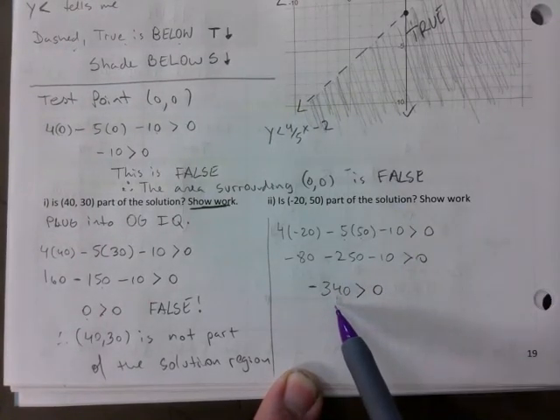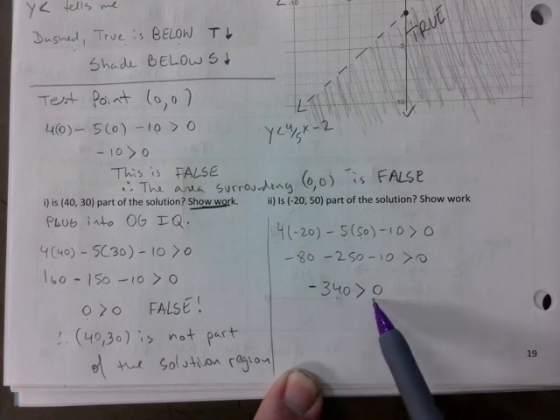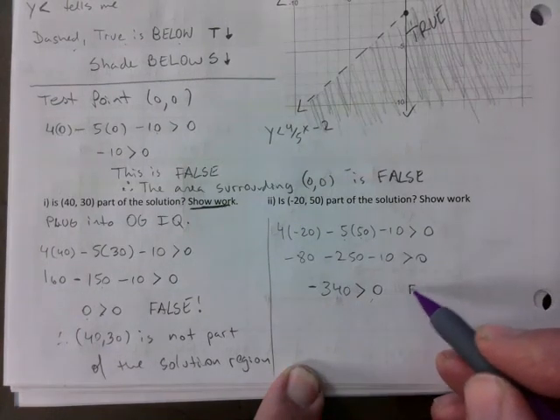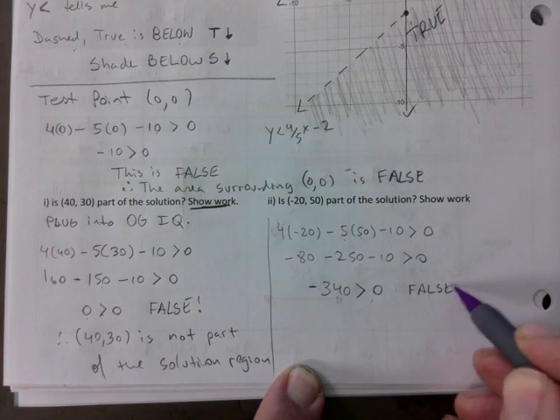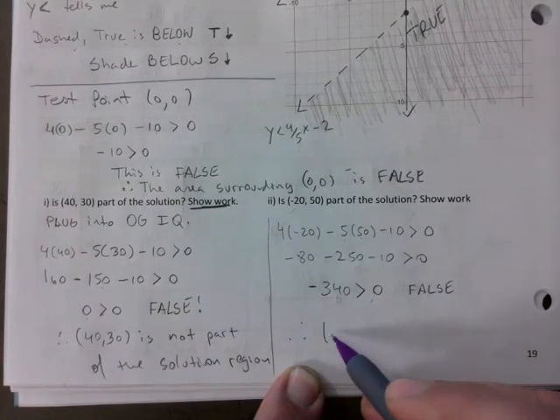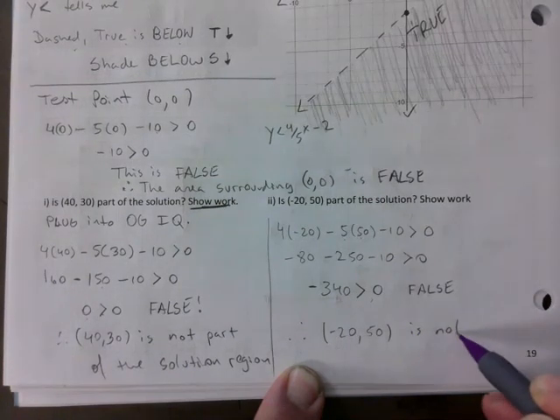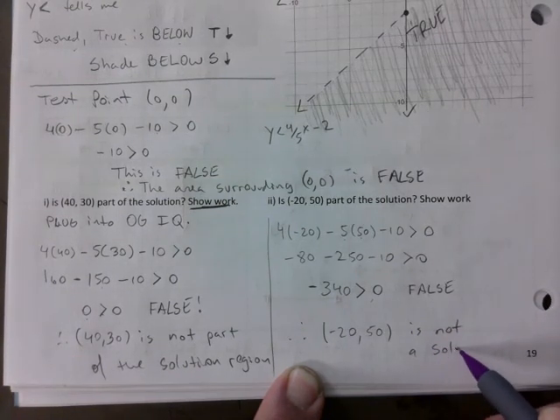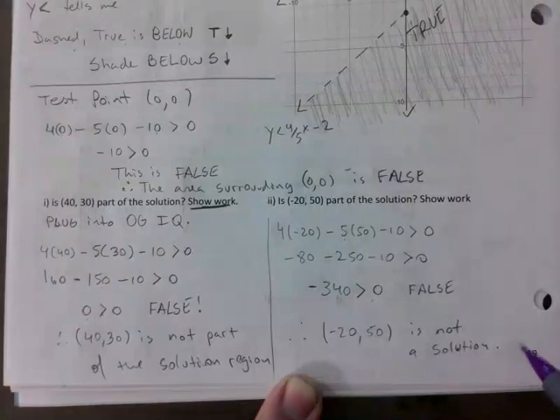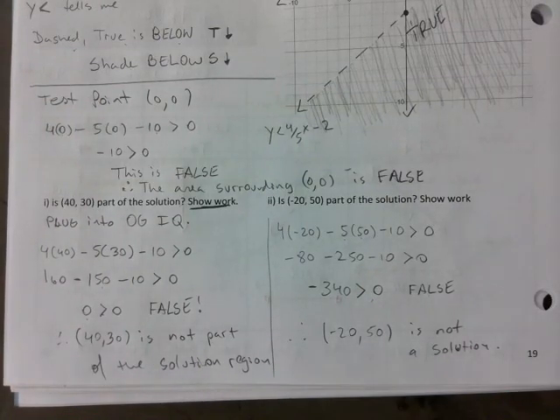that adds up to negative 340. It's greater than 0. This is false. Therefore, negative 2050 is not a solution. And you notice that I'm answering not part of the solution region, and then sometimes I say it's not a solution. It's all saying the same thing.